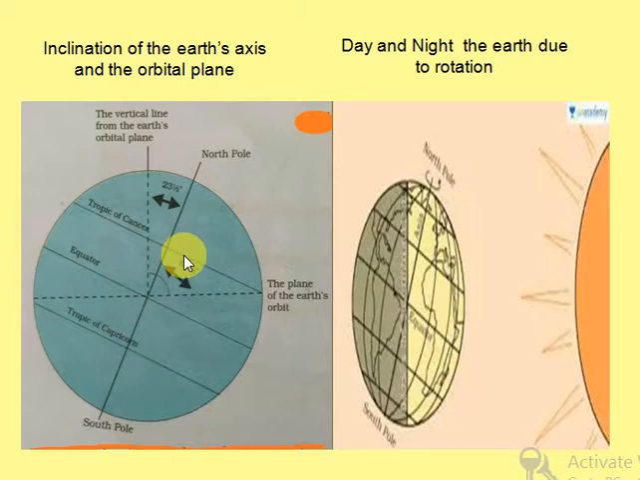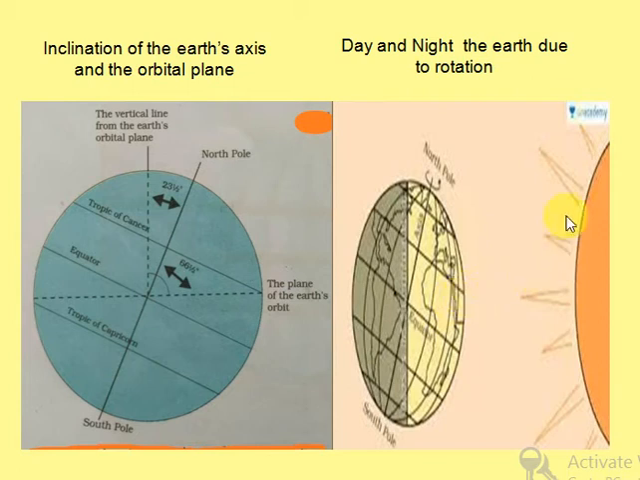It is because of the inclination of the earth axis that the days and nights are not of the same length. In summer, days are longer than nights, while in winter, nights are longer than days. So as you know, the earth has two types of motions, namely rotation and revolution. Rotation is the movement of the earth on its axis.